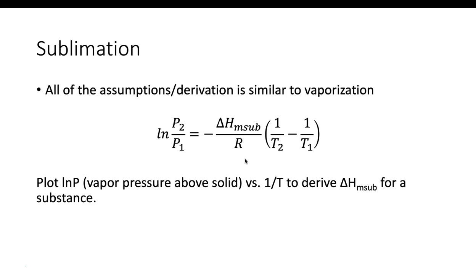So those are the 3 phase transitions that we can look at and the expressions we've derived to evaluate the pressure dependence and the temperature dependence of, say, vapor pressures over liquids and solids, or the pressure and temperature dependence of melting.